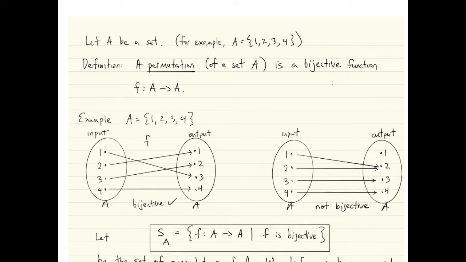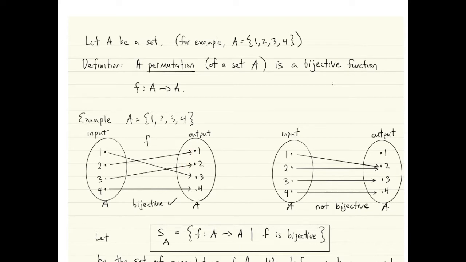So here's an example. Let's take A to be the set consisting of just these numbers 1, 2, 3, 4. And here on the left, I've given an example of a bijective function. Remember, a function is something that has an input side and an output side. In this case, the input and output are both the set A. According to this illustration, f of 1 equals 3, f of 2 equals 1, f of 3 equals 2, and f of 4 equals 4.